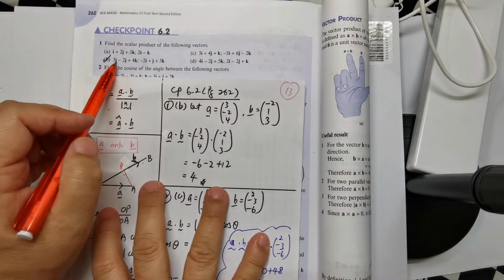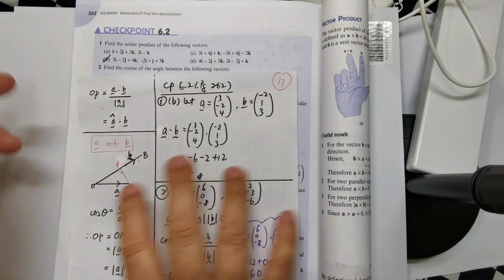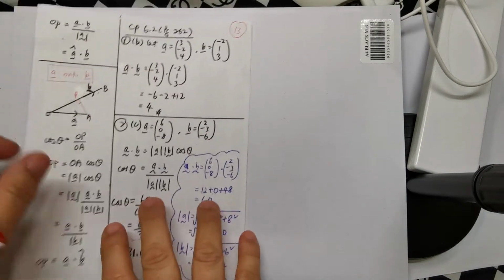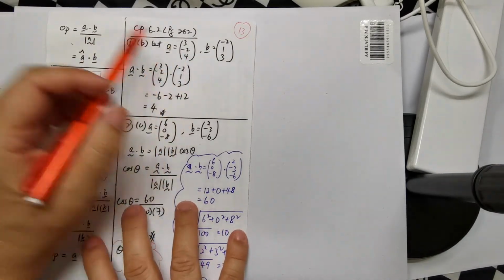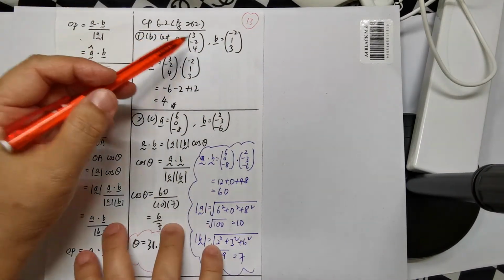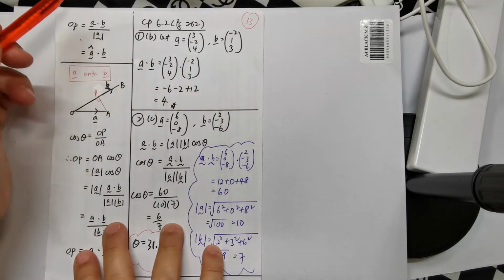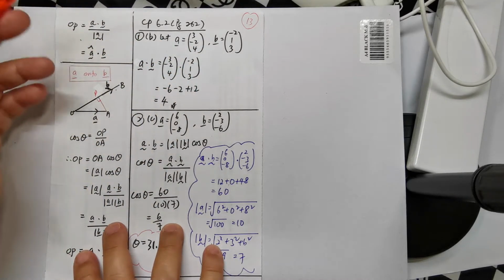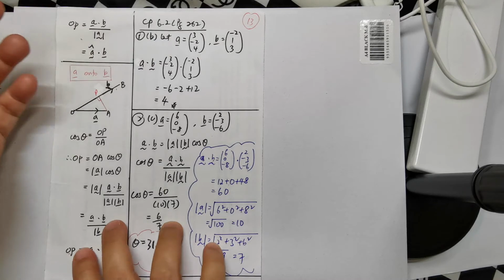This is a simple one. So you are given 2 vectors. Find their scalar product. All right. I prefer to use column vector, easier. If you want to use the IJK form, also can. Or up to you.